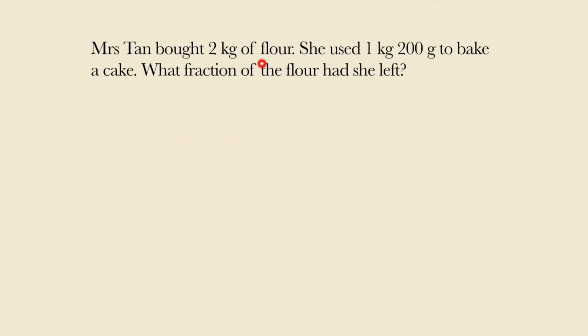Mrs. Tan bought 2 kg of flour. She used 1 kg and 200 grams, so we've got different units here, to bake a cake. What fraction of the flour had she left? You see the word "of" here? That means the flour that she had at first must be the denominator.